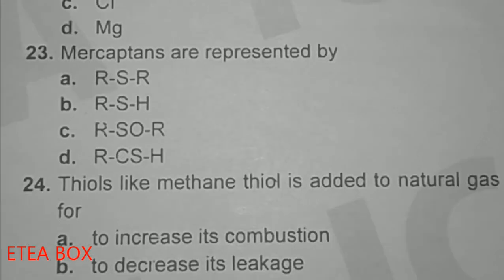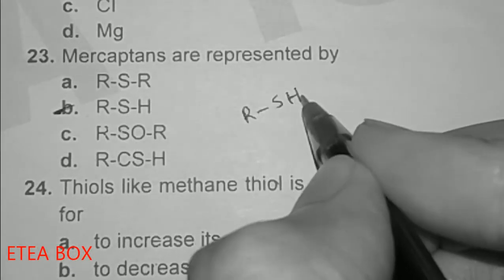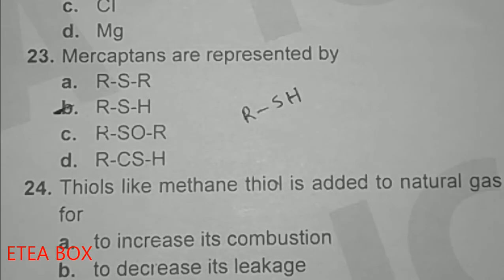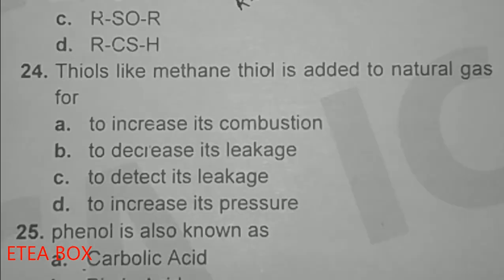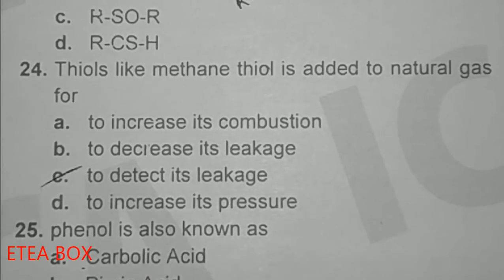Mercaptans are represented by, look at the B option, RSH. This one is also called thiol. RSH is also called thiol, or it can also be called mercaptans. Thiols like methane thiol are added to the natural gas to detect its leakage. Option C is correct here.